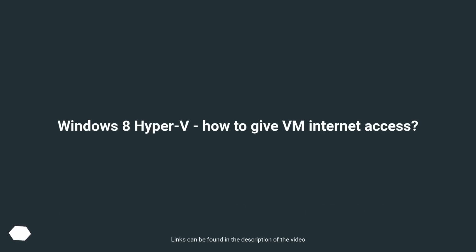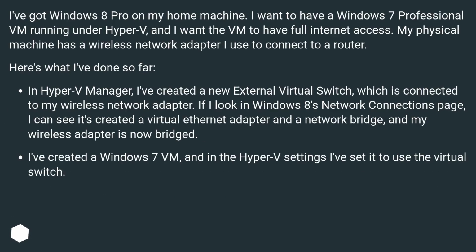Windows 8 Hyper-V, how to give a VM Internet access? I've got Windows 8 Pro on my home machine. I want to have a Windows 7 Professional VM running under Hyper-V, and I want the VM to have full Internet access. My physical machine has a wireless network adapter I use to connect to a router.